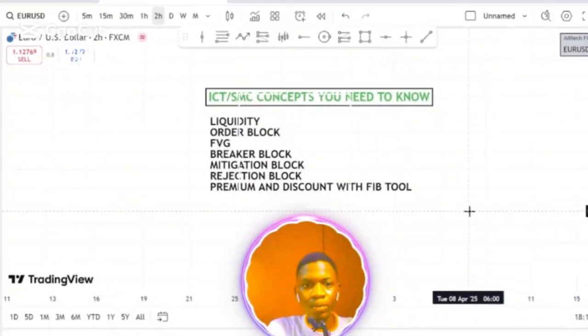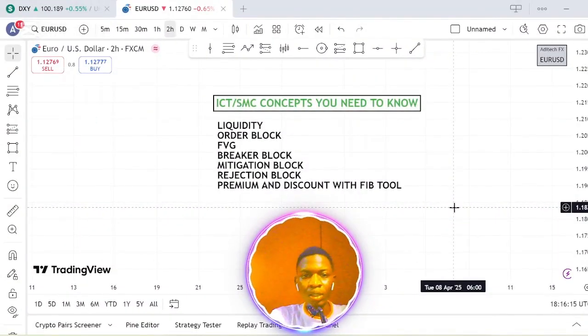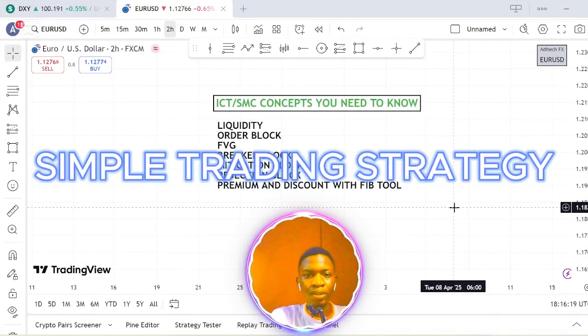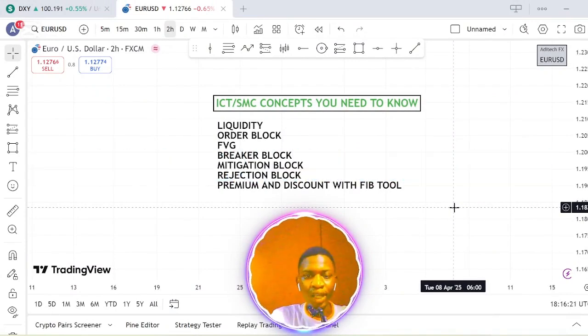Alright traders, welcome back to Aditech FX. In today's video, I'll be showing you my simple trading strategy that works on all financial markets. This trading strategy is what you are all familiar with, which is the ICT concept or smart money concept.